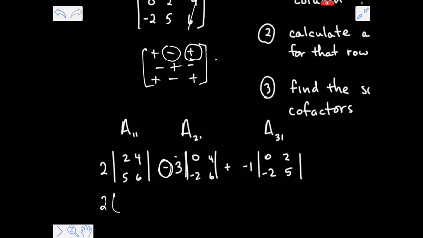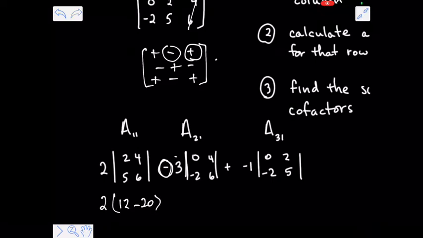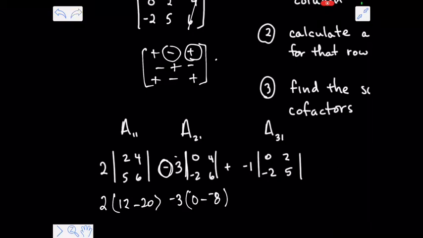But we can show it again here. That product there is 12 minus that product there, which is 20. Okay, now we move on here. We have -3 times this determinant, which is that product 0 minus that product, which is -8. And then we add -1 times this determinant, which is that product 0 minus that product, which is -4.